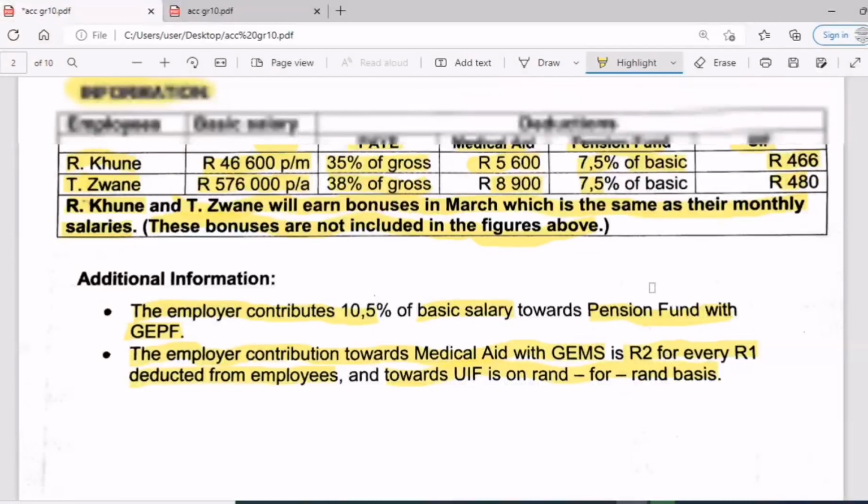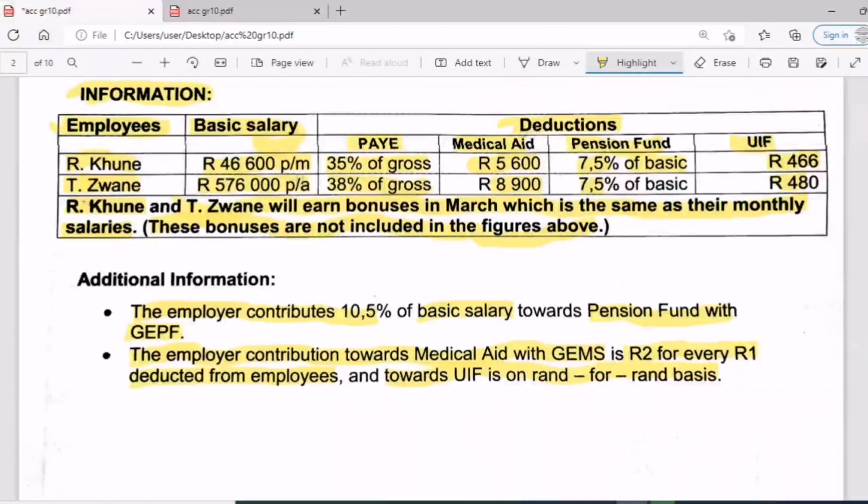So what does that mean? The deduction here, for instance, let us look at Kune. The medical deduction for Kune is 5.6. So this medical aid deduction, we're going to multiply it by 2 so that we get the amount contributed by the employer. Why? Because we are told that the employer contributes R2 for every R1 deducted.